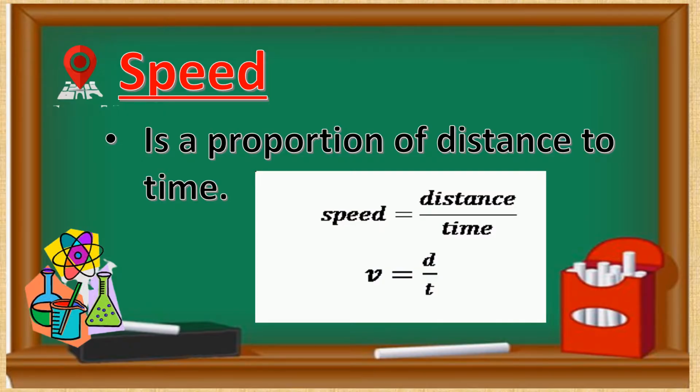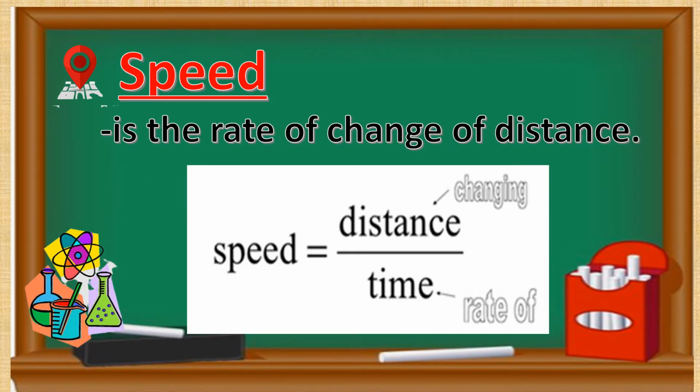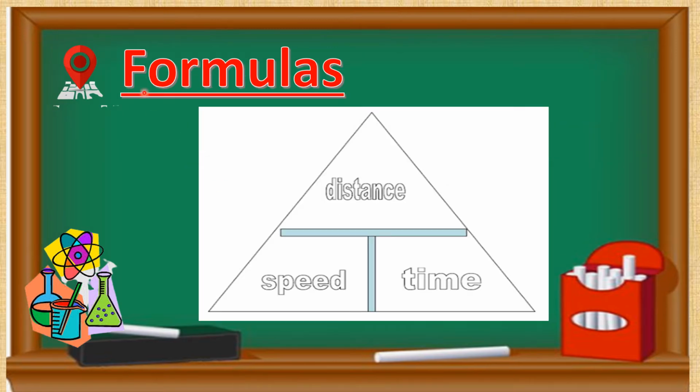Okay, what is speed? Speed is a proportion of distance to time, or it is the relationship between distance over the time. Another definition of speed is it is the rate of change of distance. When you say rate of, it refers to time, and changing is the distance. So what is the formula that we're going to use when we solve for speed? Speed is distance over time. So speed is equal to distance divided by the time.